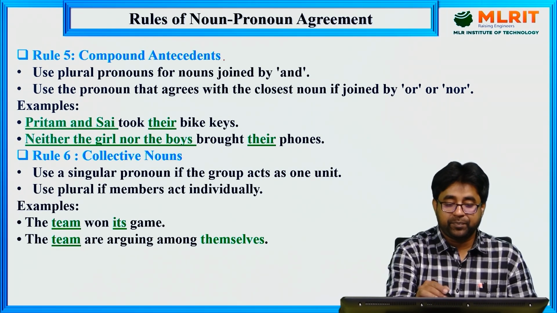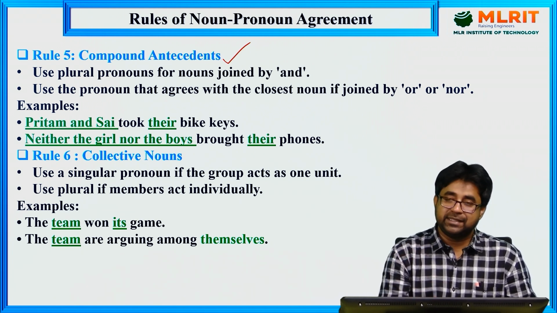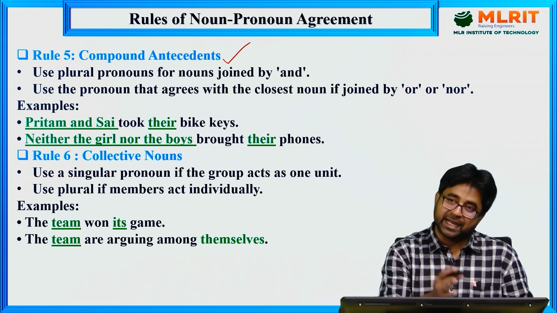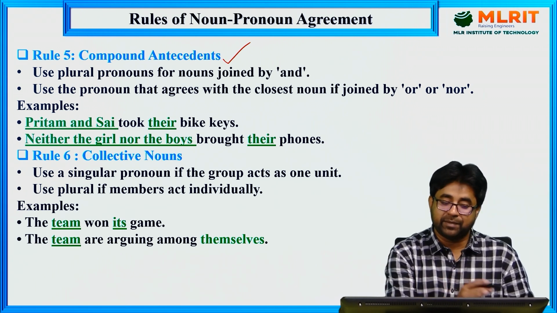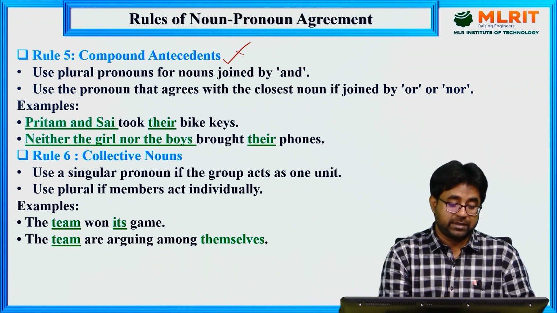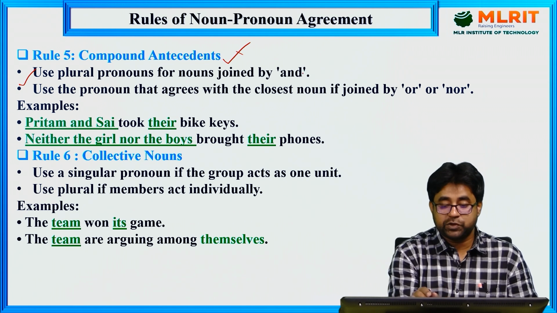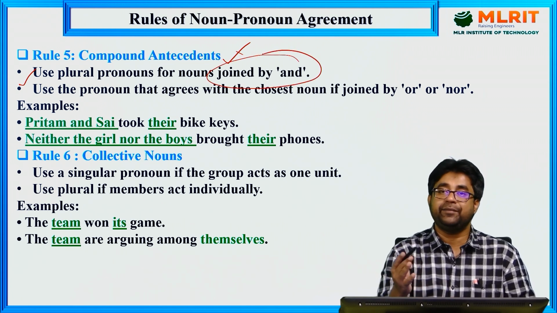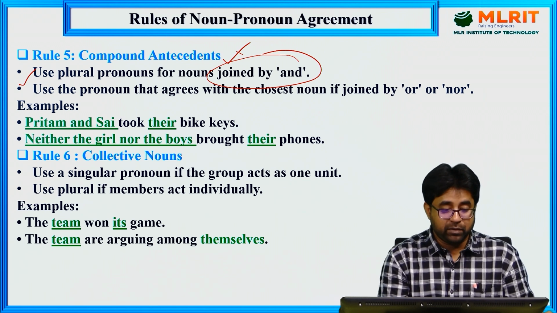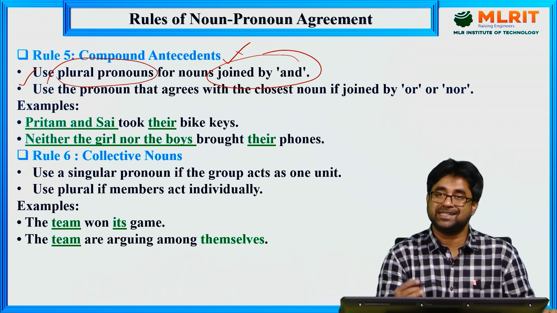Rule number 5, compound antecedents. So you can see the pronoun should agree with the antecedents, right? Sometimes it can be a noun, sometimes it can be a pronoun. As you have seen, indefinite pronouns can also act as the subject of the sentence. Now, use plural pronouns for nouns joined by and. So if we are dealing with 2 antecedents or 2 nouns joined by and, then what kind of pronoun should we be using? Plural pronoun, because they are plural.